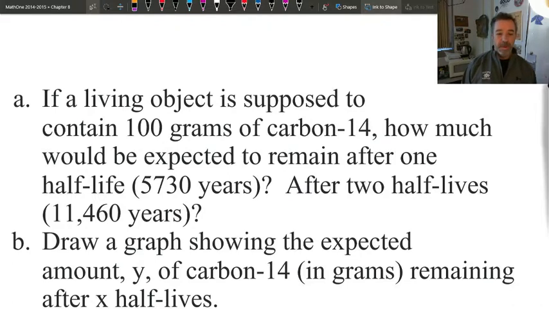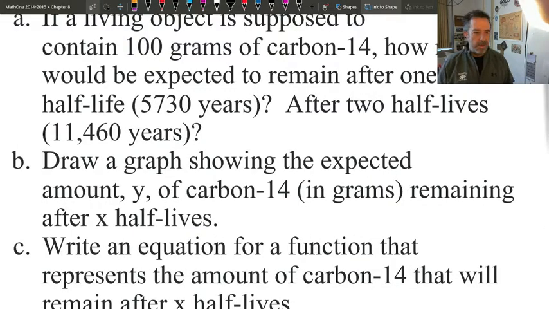So if it's supposed to have 100 grams, then after one half-life, after 5,730 years, we would expect it to have 50 grams. And then after another half-life, after two half-lives, we would expect it to have 25 grams. So you see the idea here, right? We're just showing that over time, the amount of carbon-14 left is decreasing, and in fact it's always cutting in half. Interesting name, half-life. Draw a graph showing the expected amount Y of carbon-14 in grams remaining after X half-lives.